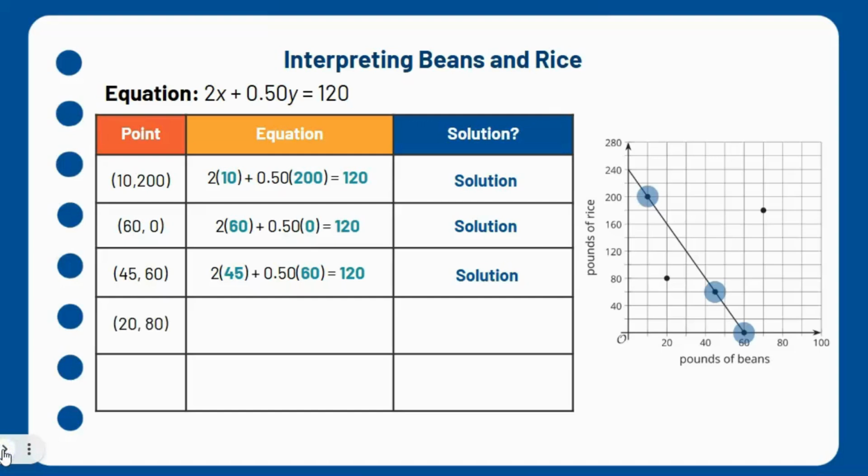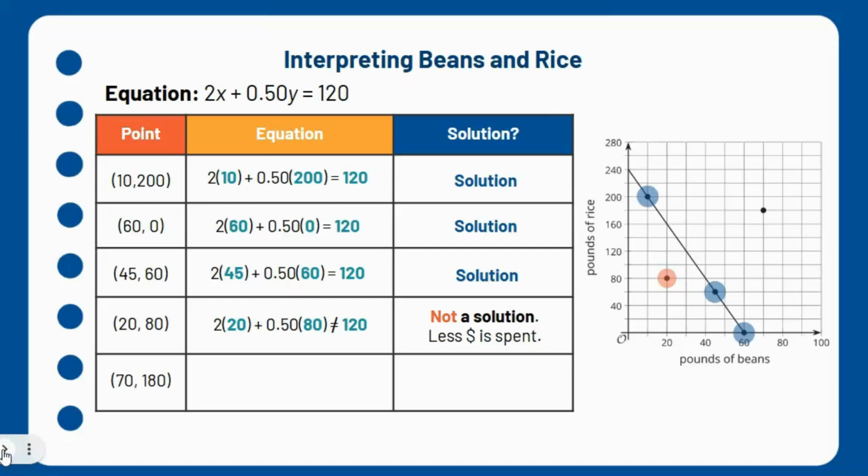Now what about (20, 80)? Again, we would substitute in: 2 times 20 plus 0.50 times 80 does not equal 120. It equals 80. The point (20, 80) is not a solution because it does not make the equation true. Rosa would spend $80, which is less money than she wanted to spend. The point (20, 80) is not on the line of the graph.